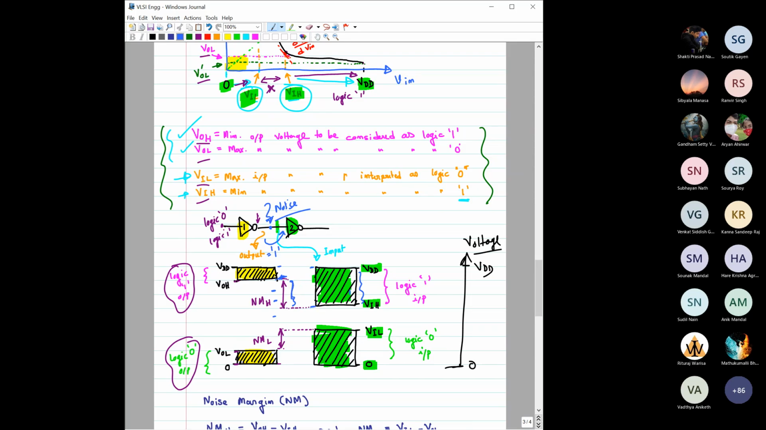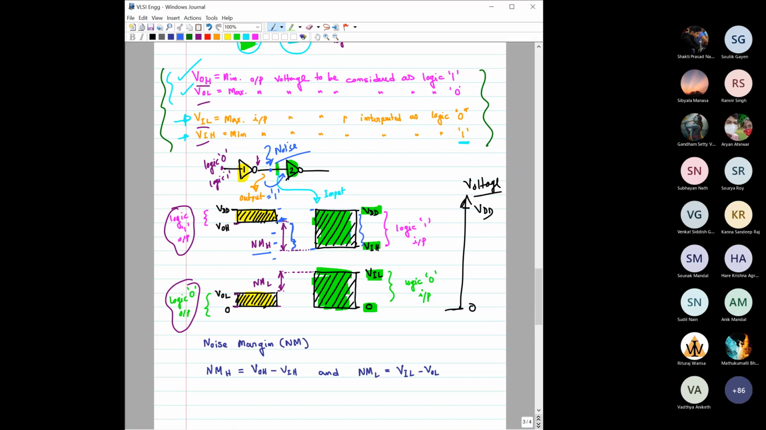So this particular level, or this difference between these voltage levels, is called the noise margin high. It is represented as NMH, H for high, because it is for logic 1. So noise margin high is this difference.